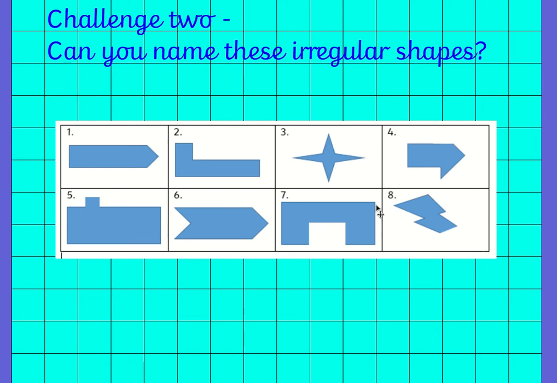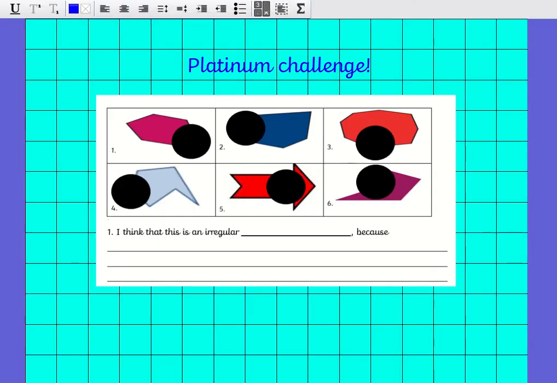Okay, if you've completed that one, have a look at this. Can you go through my shapes and tell me the names of these irregular shapes? I'll give you a big clue. Count the amount of sides and the amount of vertices. Then use your knowledge from yesterday to help you. These are all irregular 2D shapes, but which irregular 2D shapes are they? Okay, well done if you completed that one with no problem.